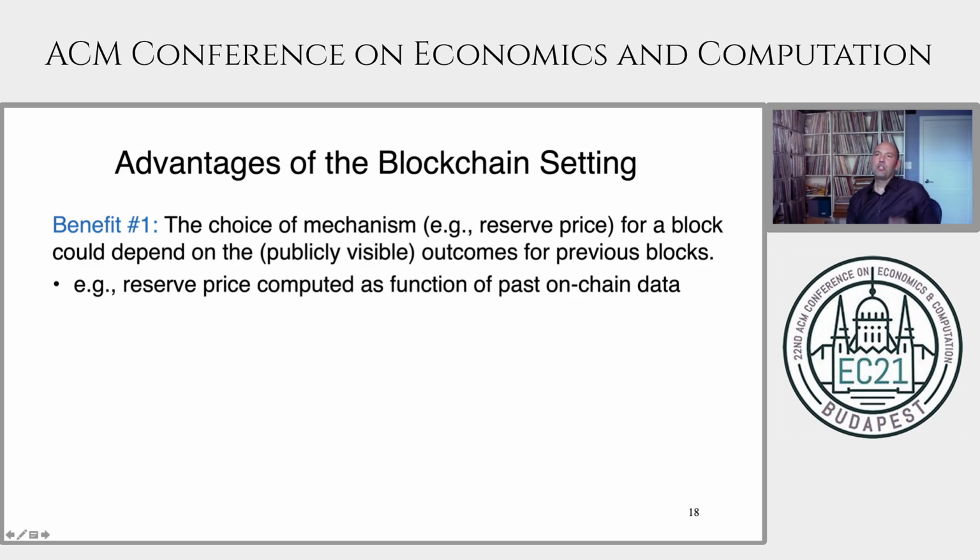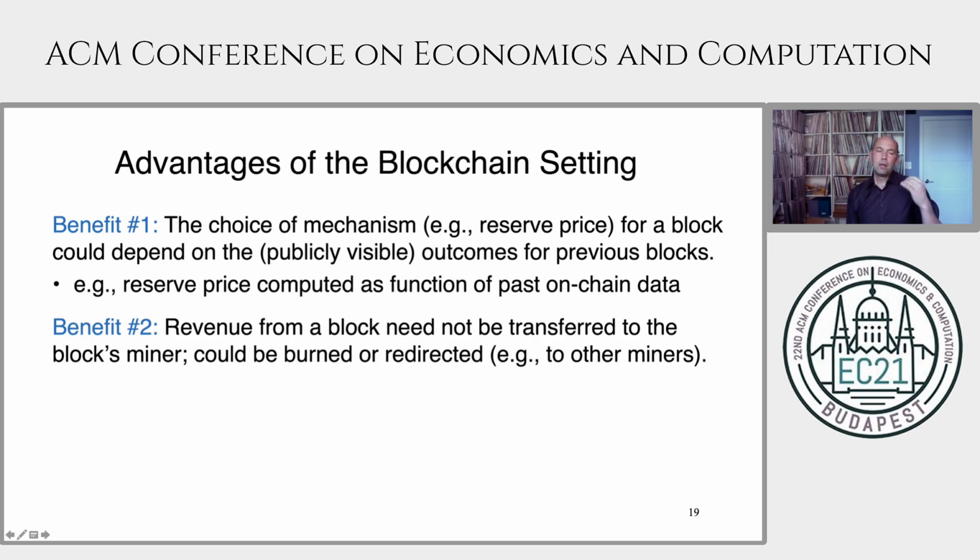Is there anything special about the blockchain setting that actually works in our advantage? Well, there is. Number one, this auction doesn't occur in isolation, right? Every 13 seconds in Ethereum, this auction is being run. And so in particular, for a given block, you could have the mechanism, for example, a reserve price, depend on the outcome of the previous blocks. And so you could adapt the mechanism over time depending on the outcomes of previous auctions. The status quo does not do that. The status quo is a first price auction every single block, ignoring the whole past, but you could make use of the past if you wanted.